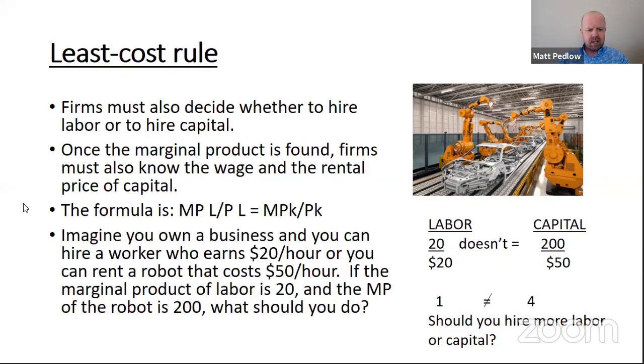It's an easy way to keep that. So if you don't write this last part down, right? Let's do this together. I did it here on the right-hand side. You own a business. You can hire a worker, $20 an hour, rent a robot, okay? The worker, so you're going to pay the worker 20. You're going to pay for a robot $50 an hour, okay? And the marginal product of labor is 20, and the marginal product of the robot is 200. So let's look over here real quick. So marginal product of labor, 20, divided by the price of labor, $20, equals 1. Marginal product of capital, 200, divided by the price, 50, is 4.